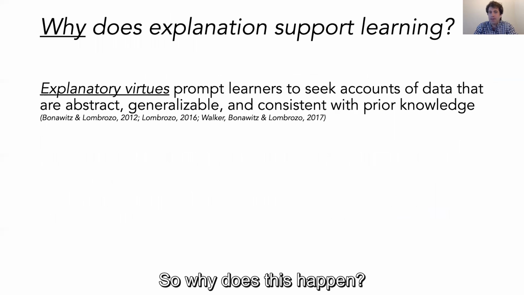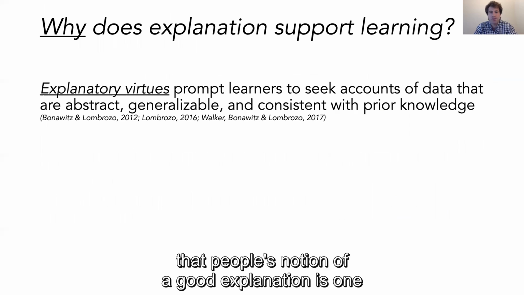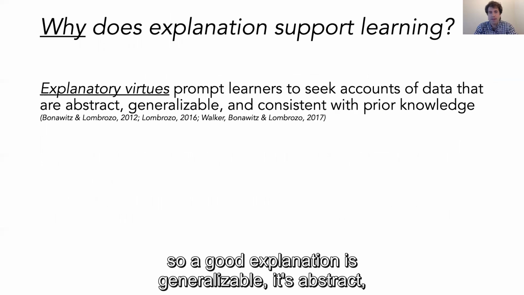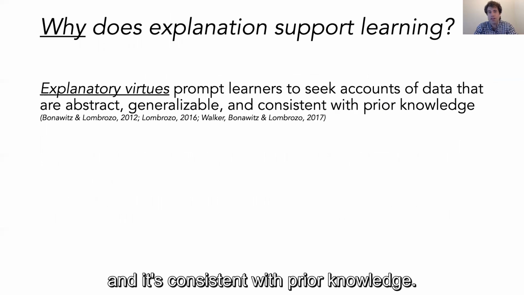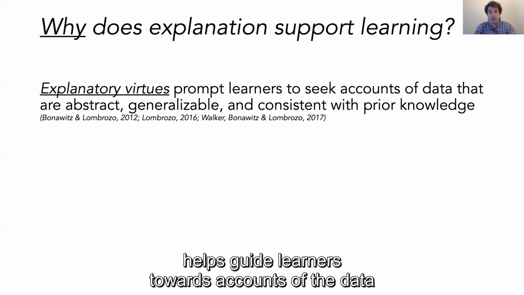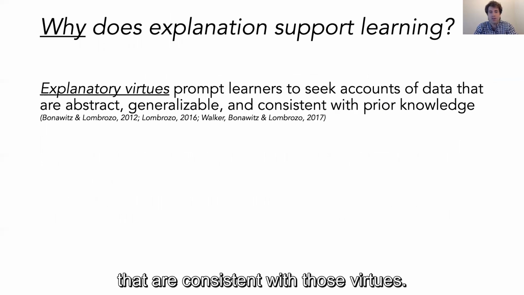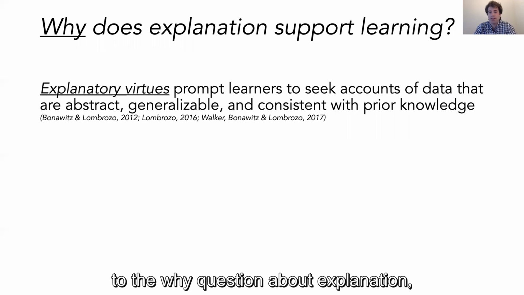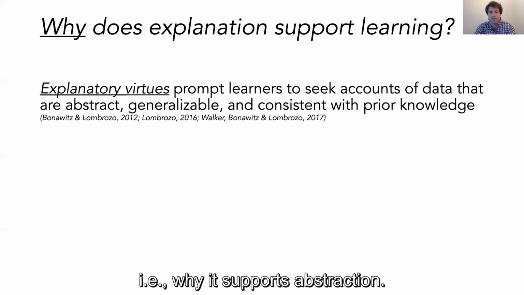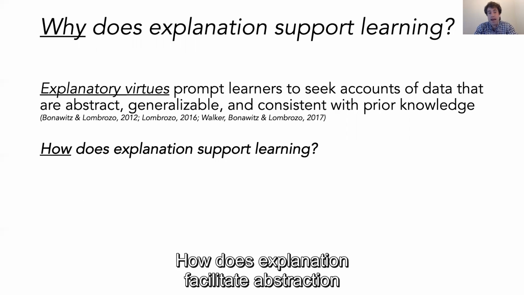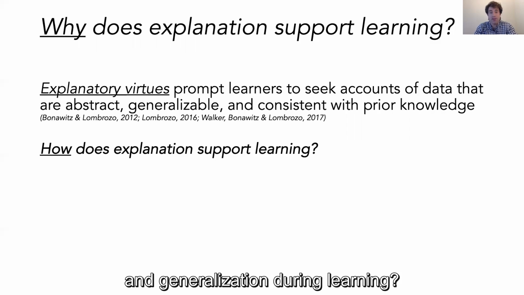So why does this happen? Recent research has proposed that people's notion of a good explanation is one that is consistent with explanatory virtues. So a good explanation is generalizable, it's abstract, and it's consistent with prior knowledge. The idea is that explaining during the learning process helps guide learners towards accounts of the data that are consistent with those virtues. So this account offers a compelling answer to the why question about explanation, i.e. why it supports abstraction. In the current study, we address the how question. How does explanation facilitate abstraction and generalization during learning?